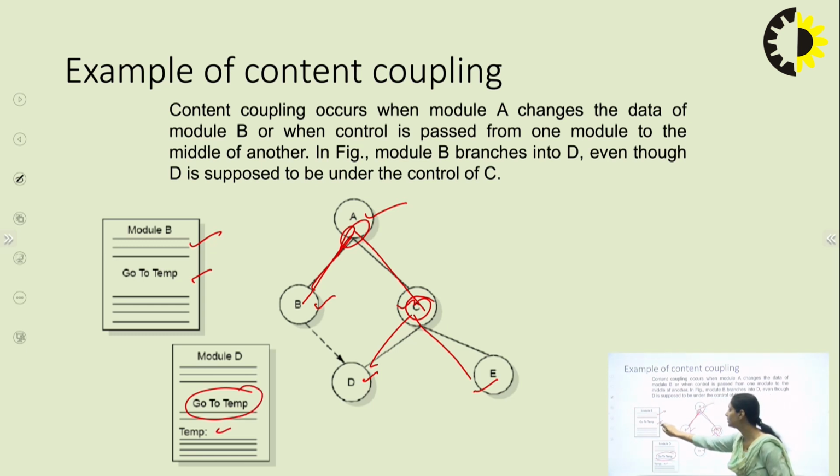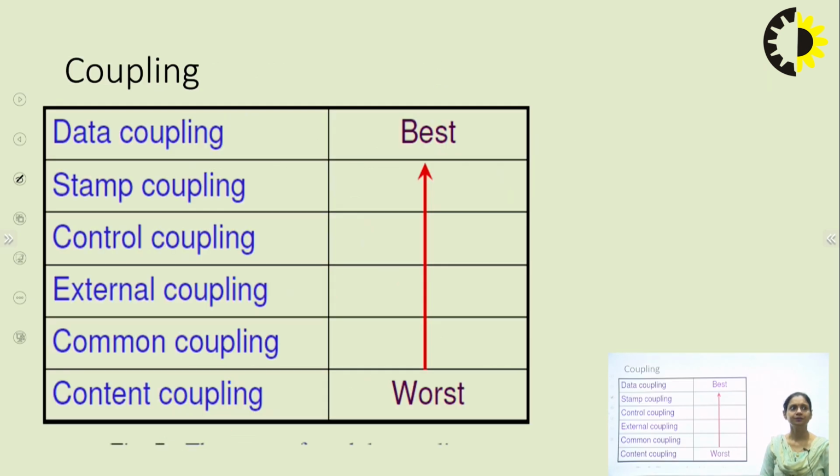So, here this would be directly accessing the data from temp. So, this is how the whole of the content or a part of the code is being transferred from one module to another in case of content coupling. So, this is a hierarchy that we are talking about.